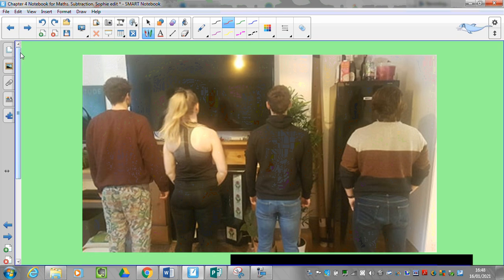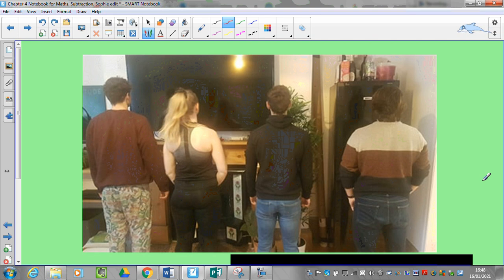So let's have a look at a different question then. Here you can see my lovely 4 friends that I live with. Now they're looking away from me because they're hiding a secret. Some of them are wearing some sunglasses. Now I want you to help me find out how many are wearing sunglasses.